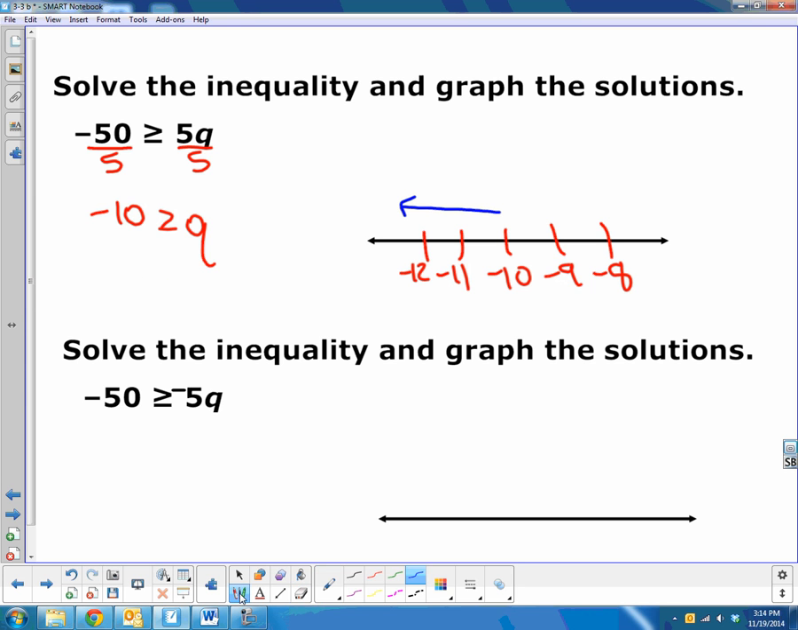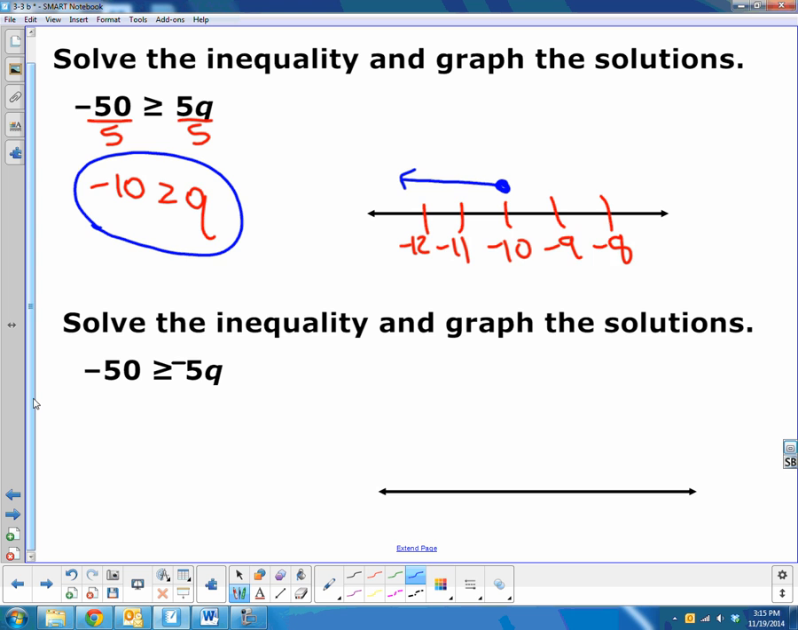And then we're going to close in that circle, because negative 10 could be a solution. And again, the question that I kind of fumbled over a second ago was, what numbers would work? Well, what numbers are less than negative 10? What numbers is negative 10 greater than? Negative 10 is greater than negative 11, it's greater than negative 12, and it's greater than negative 13, etc. We've got that solved. Okay, that was the other notes.